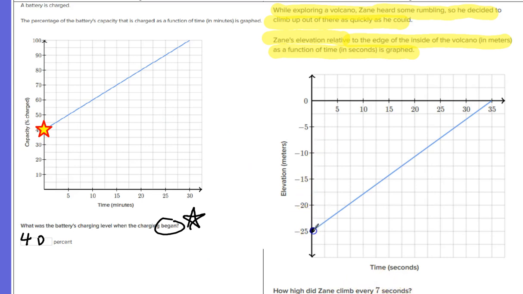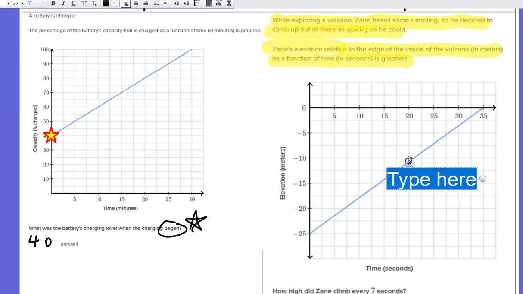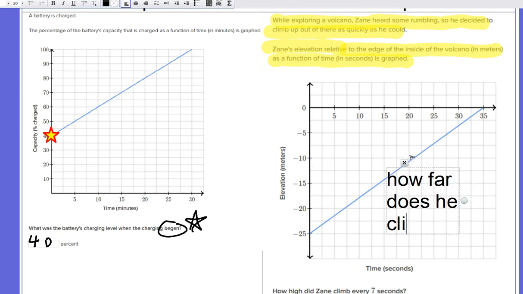So if he were to start here, and he were to go for 7 seconds, and stop right about there, then how far up did he climb? As you can see, it's going to be something like, let's see, that's 25, that's 20. So it's a little bit less than 5, because he doesn't quite get to 20, but I need to know exactly what it is. So I'm going to figure out first, how far does he climb each second? Okay, so how far does he climb each second?